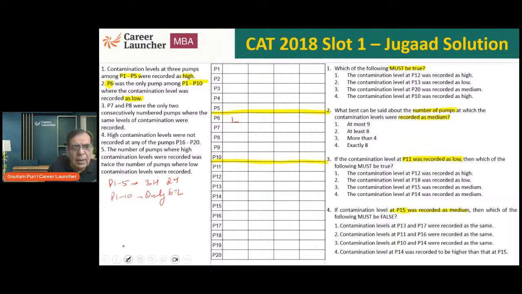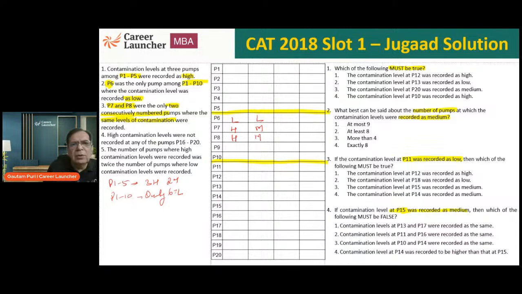Okay. Next statement. P7, P8 are the only 2 consecutive numbered pumps where the same level of contamination has been recorded. What can it be? Either both can be high or both can be medium. If P7, P8 are both high, that will be one case. If both of them are medium, that will be another case. My way of doing things is that I parallelly create my second case as well, so that I don't have a problem. I don't want to create all cases later on. I'll start working on the cases parallelly.